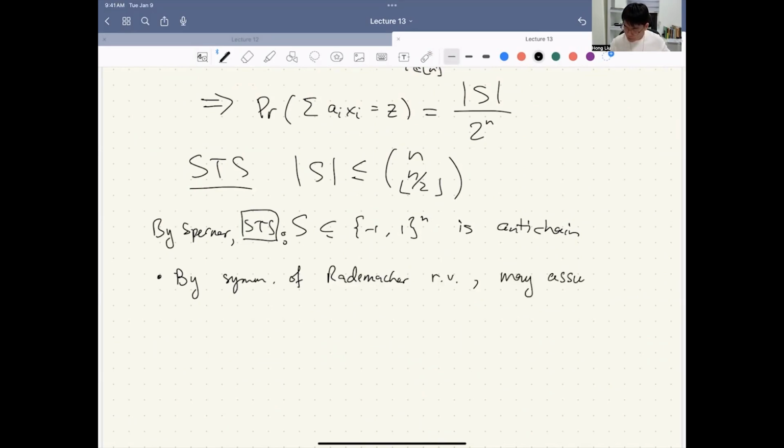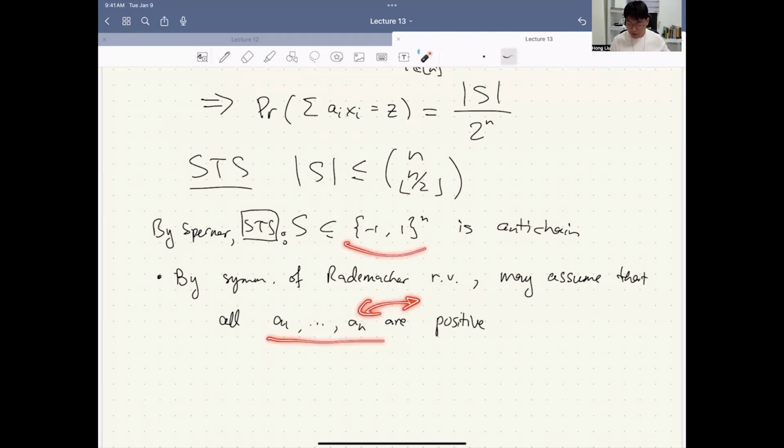We may assume that all a_i, a_1 to a_n, are positive. If some are negative, you can build a one-to-one bijection to another choice of a_i and the signs to make sure that those are positive. I'll leave it as an exercise if this is not clear. So we may assume they are all positive.